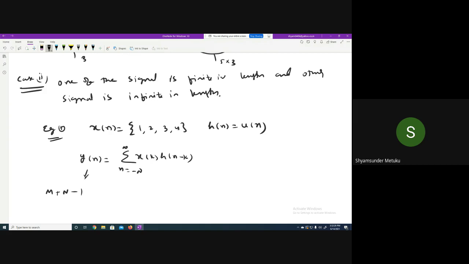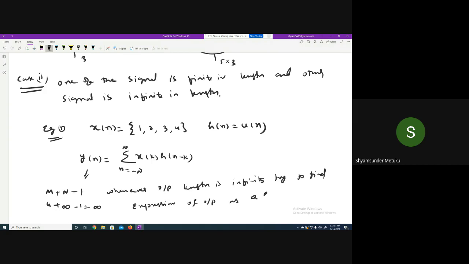So assuming n equal to 4, but what is n here? Length of n is how much? Infinity, no? Infinite only again. Yes or no? Is it not? Yes, sir. So whenever the output length is infinity, try to find the expression of an output as a function of n, where n varies from 0 to infinity, something like that. Is it okay?